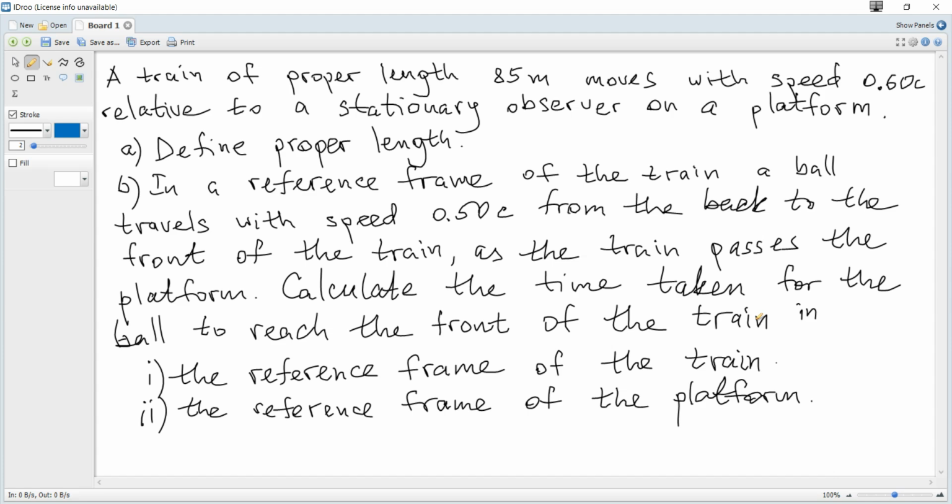B. In the reference frame of the train, a ball travels with speed 0.5 c from the back to the front of the train as the train passes a platform. Calculate the time taken for the ball to reach the front of the train in the reference frame of the train and in the reference frame of the platform.